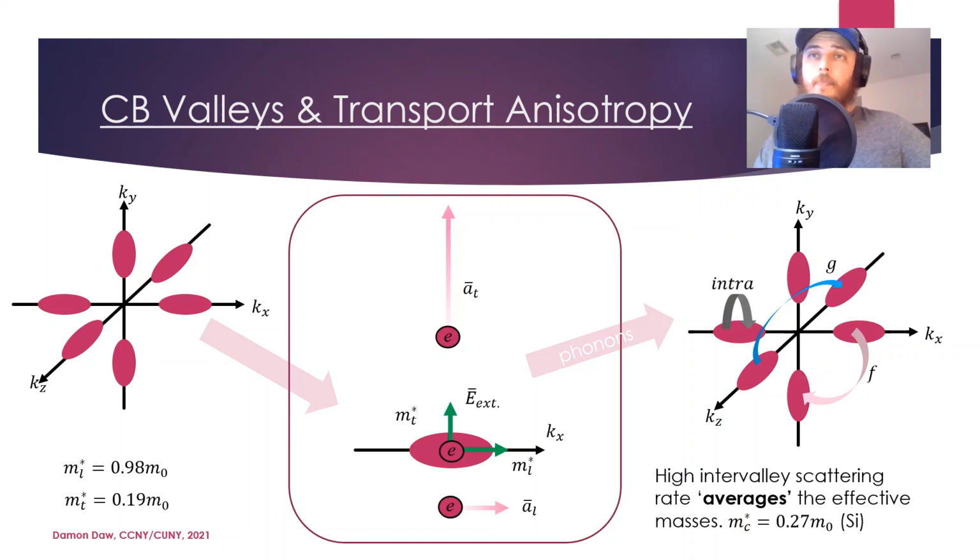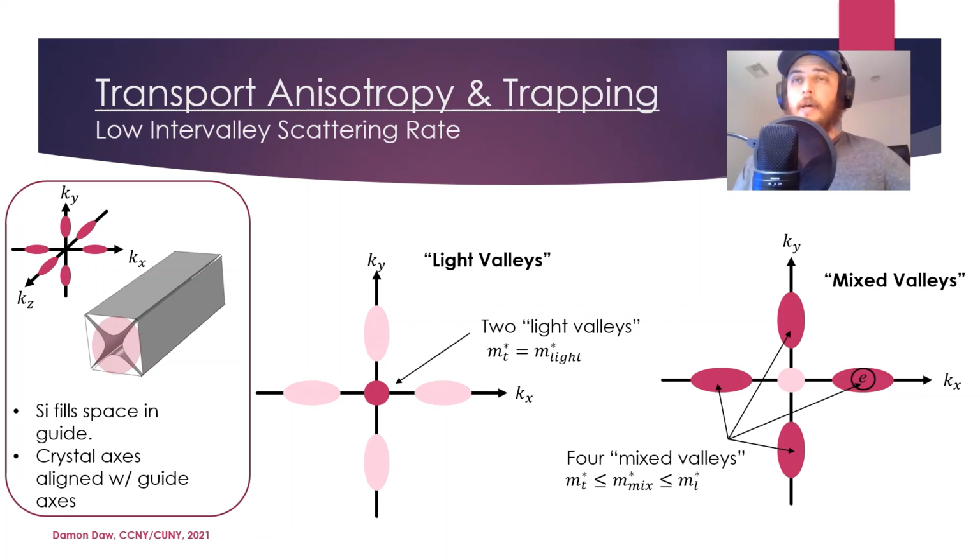But you can also think about a situation where you can have high scattering, meaning you can have, say, lots of acoustic intravalley scattering events where the electrons aren't changing valleys because of phonons.